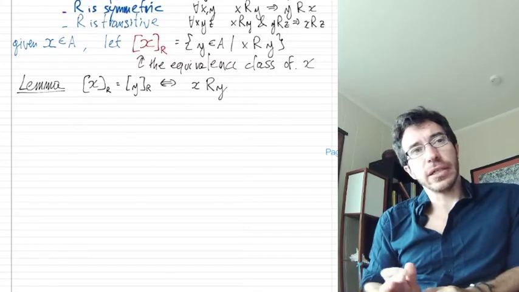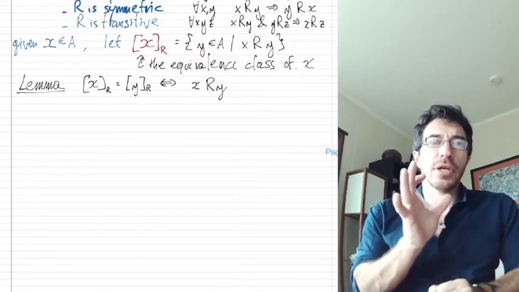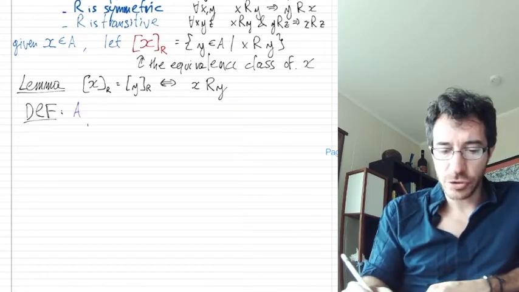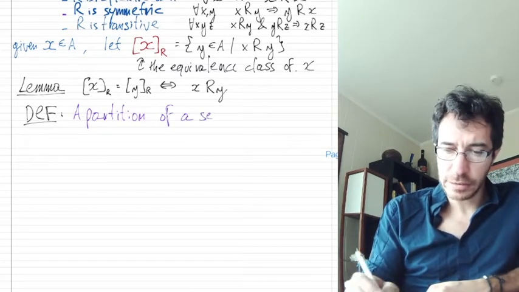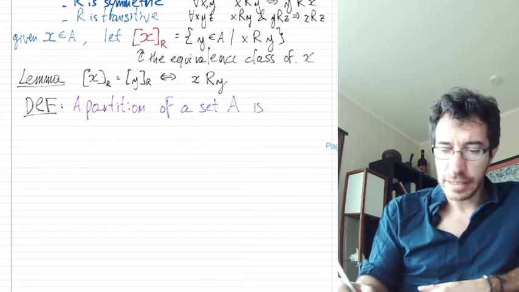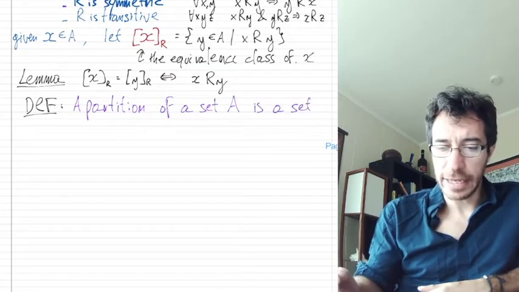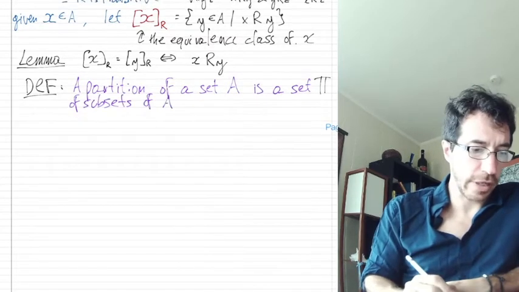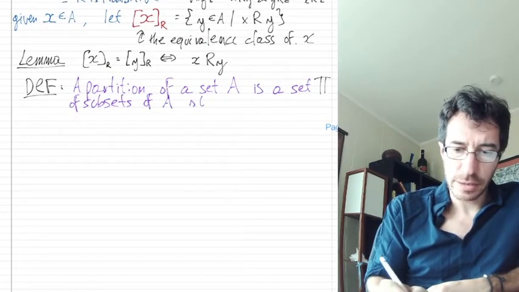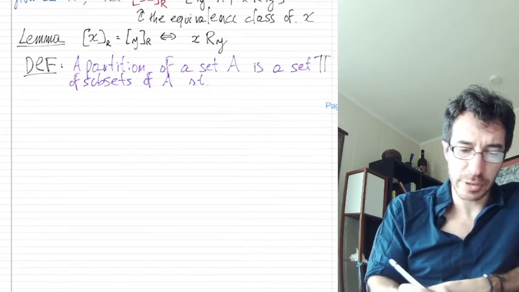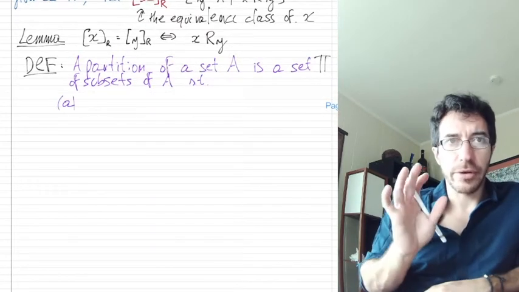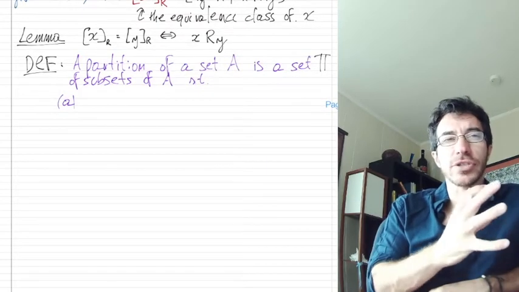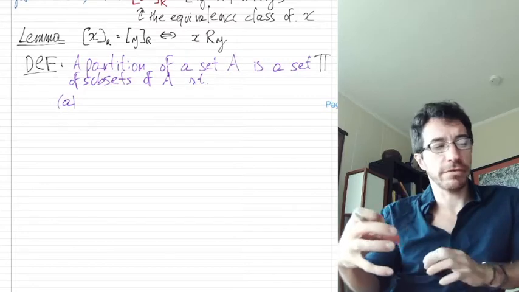Another way to visualize equivalence relations is using partitions. So let's define this. A partition of a set A is a set, let's name it pi, of subsets of A satisfying the following properties. Okay, so pi is a set of subsets of A. So it's a collection of subsets of A. So we have many subsets of A.